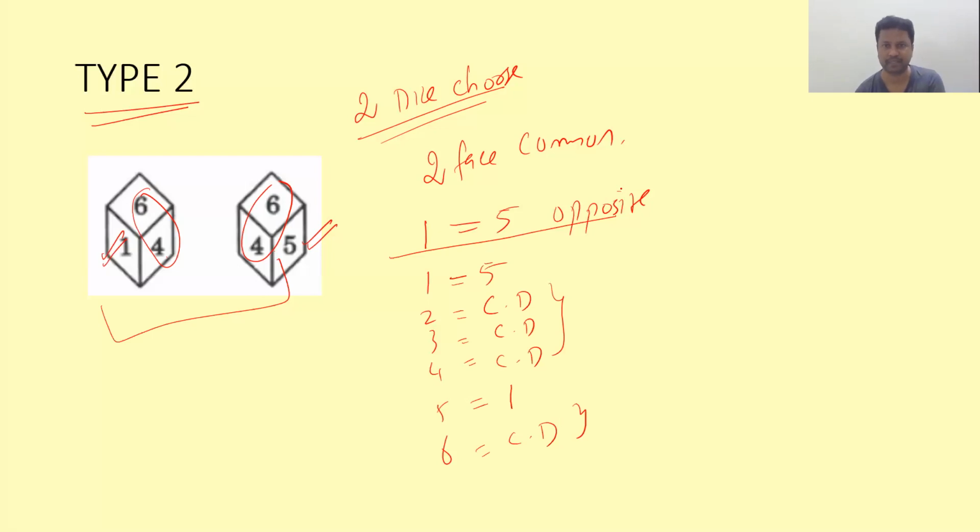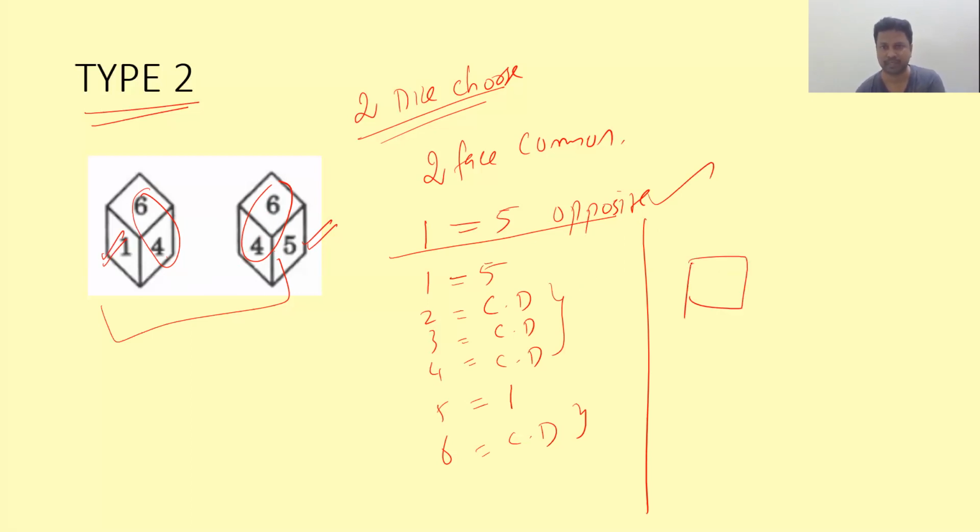So again I will say this: if you are going to use the second type, choose 2 dice which have two faces common. In this, 6, 4, 6, 4 are common, and the remaining visible faces are opposite to each other. So I can conclude that 1 and 5 are opposite to each other. I can't conclude anything about other numbers. I can't say exactly what would be opposite to 2, 3, 4 and 6.